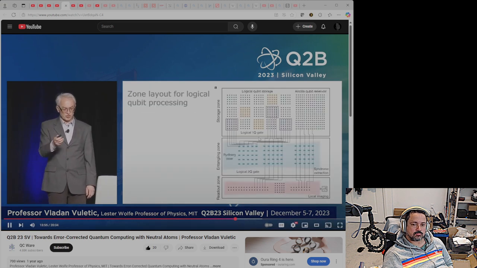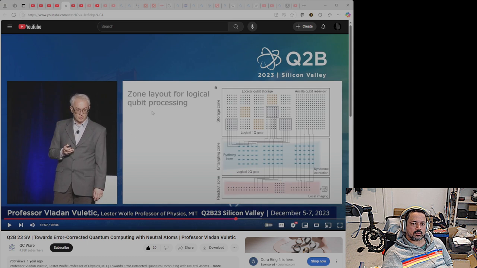Zone layout for logical qubit processing. So these are those zones, the layout. So this is the storage zone, entangle zone, readout zone. Ancilla qubit reservoir. Syndrome.